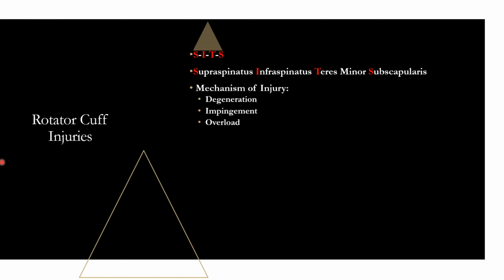And then you may have an overload injury, like tension overload in athletes who are continually throwing a baseball, or jobs with repetitive overhead movement. In general, the cause of rotator tears is multifactorial. Degeneration, impingement, overload can all contribute. There's nothing really here I'd say that's super important to memorize. The high yield things for rotator cuff is more in the presentation and physical exam tests. So let's talk about those.